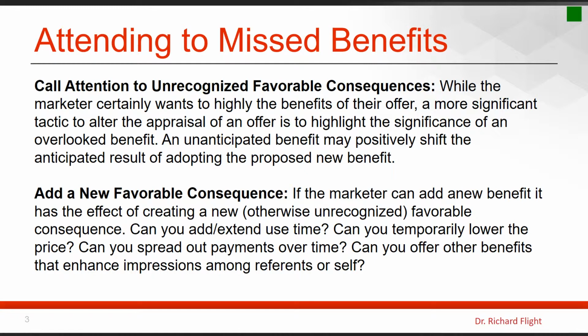That extra month is free. Again, we could use some promotions, like temporarily lowering my price. I could spread your payments over time and things like that. So I could create some new positive consequence or some new aspect. By spreading your payments over time, you can spend that extra money that you otherwise would spend on the gym membership on something else.